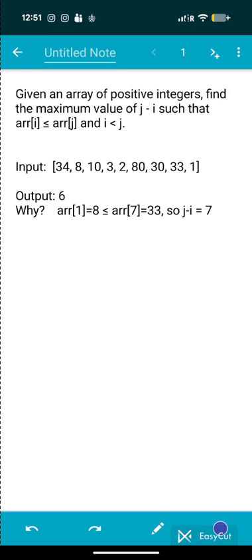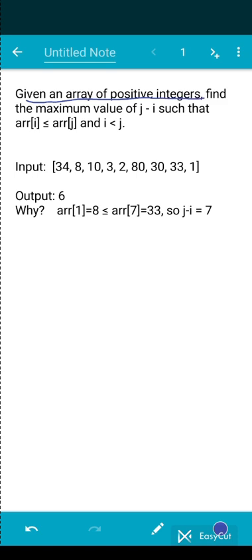So let's begin. The problem states that we are given an array of positive integers. We are required to find the maximum value of j minus i, that is the maximum difference between i and j, such that the element at i is less than or equal to the element at j and i is less than j.